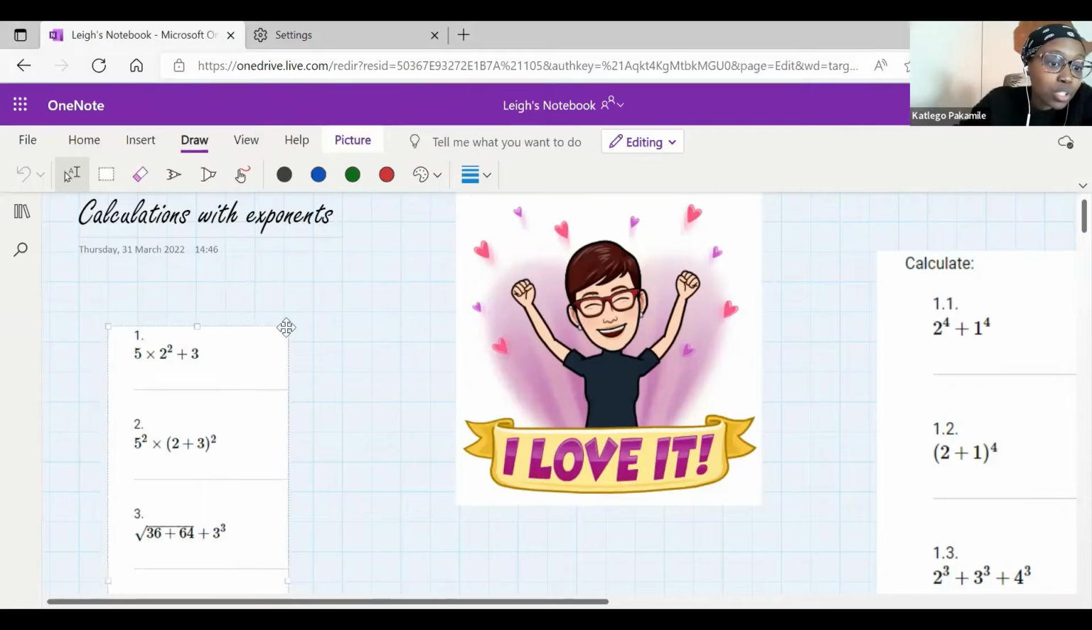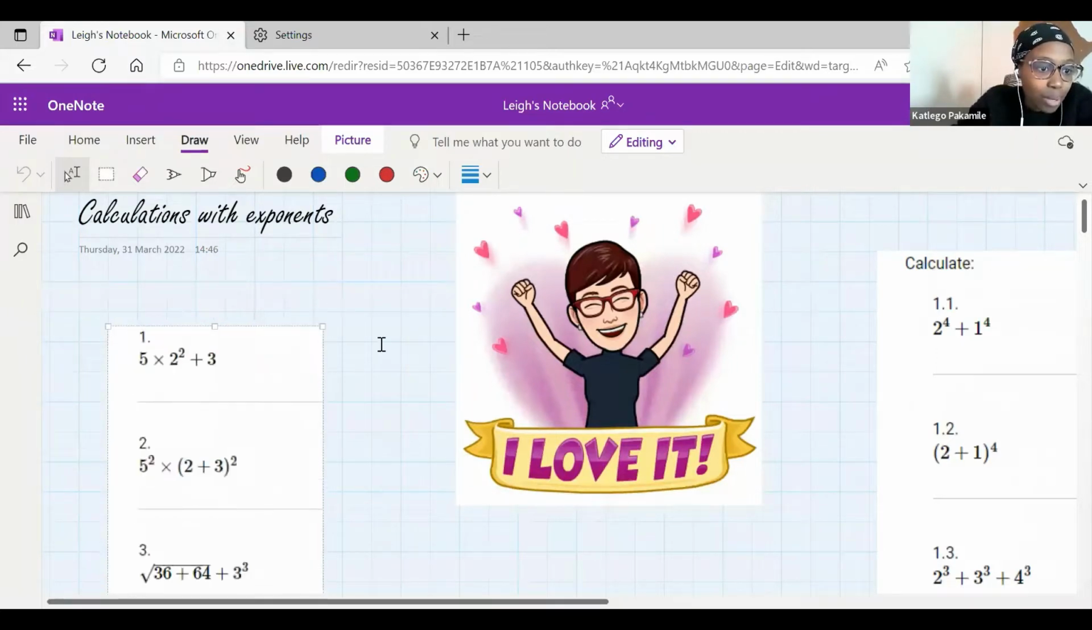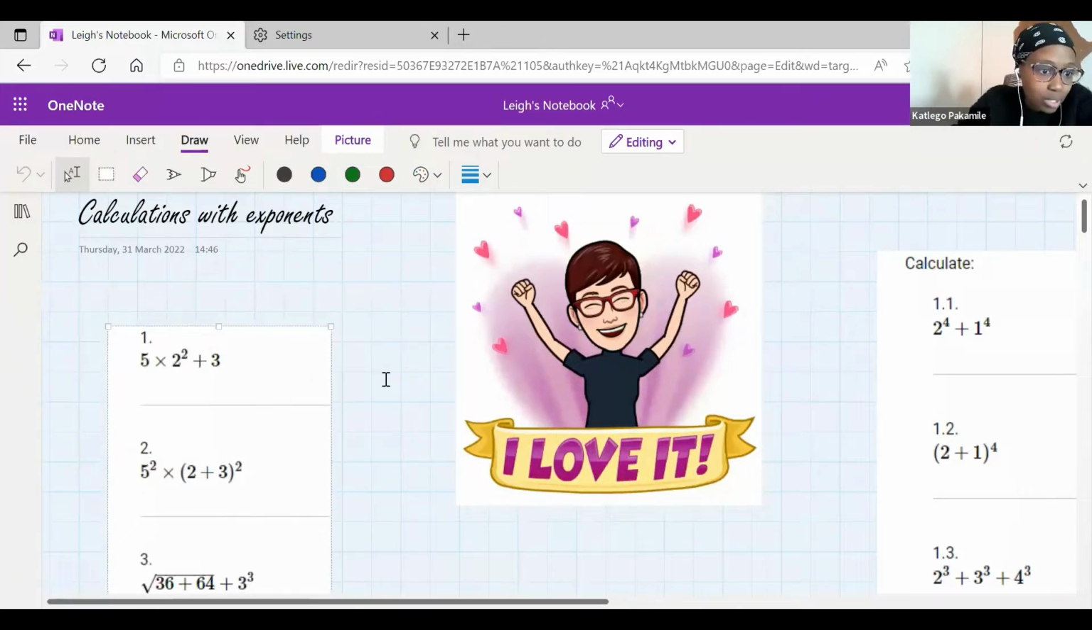Okay, I hope everyone's good and let's get started. So far, we have been working with exponents, right? So we've been doing squares, square roots, cubes, and cube roots. So today, we're doing calculations with exponents, as well as problem solving with exponents. So if you look, we are now on the left. So we have 5 times 2 squared plus 3.